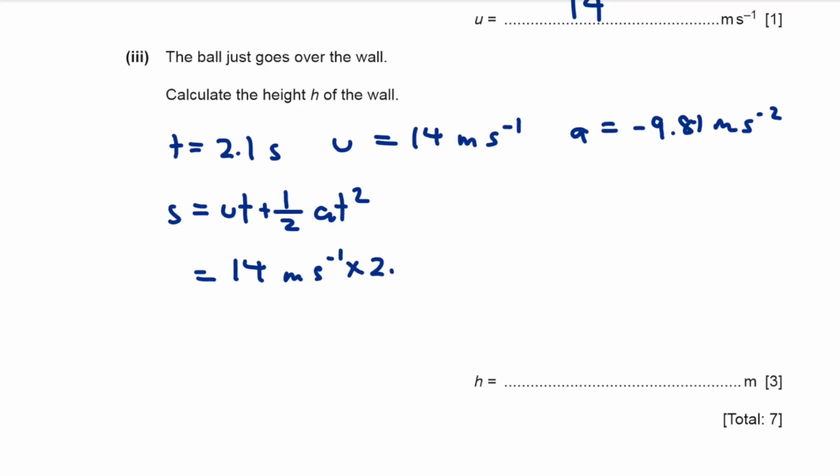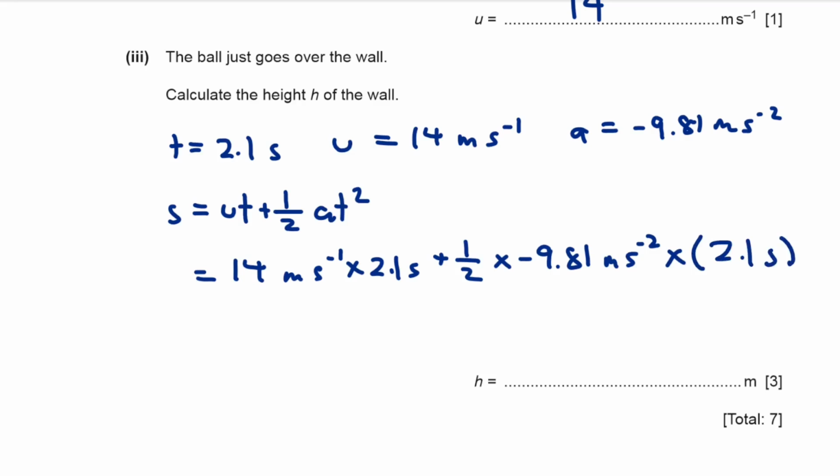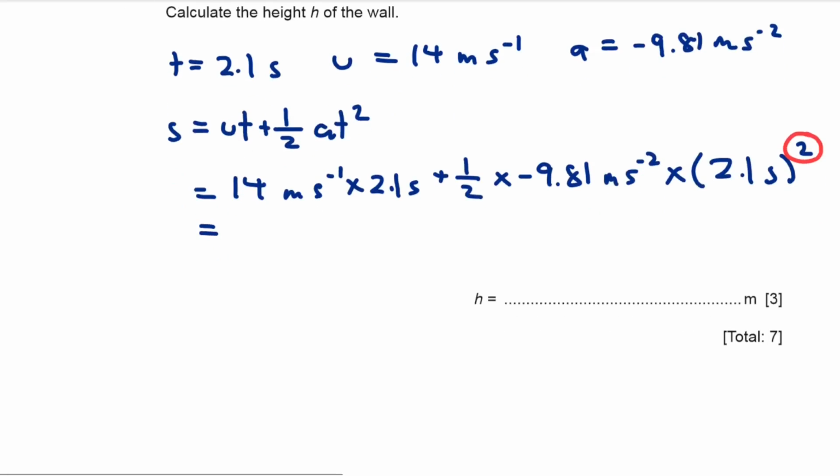times 2.1 seconds plus a half times negative 9.81 meters per second squared. And then we have to be very careful and put some brackets around 2.1 seconds squared. We have to make sure that we square this. Alright, and we should be expecting 7.8 meters as our final answer for the displacement.